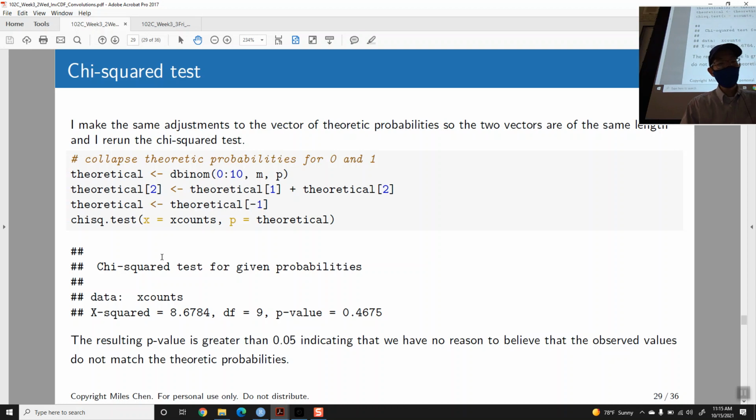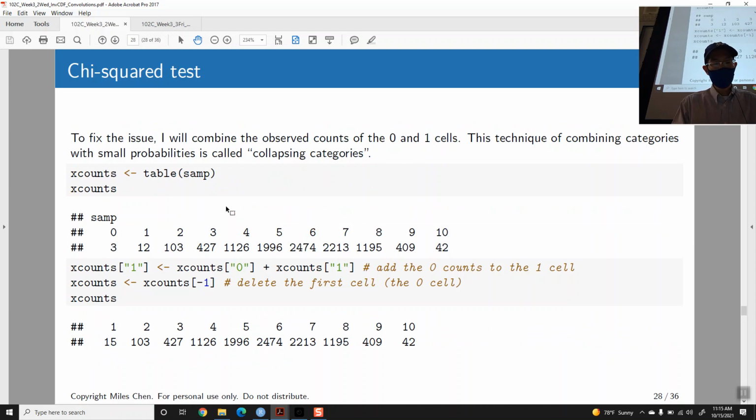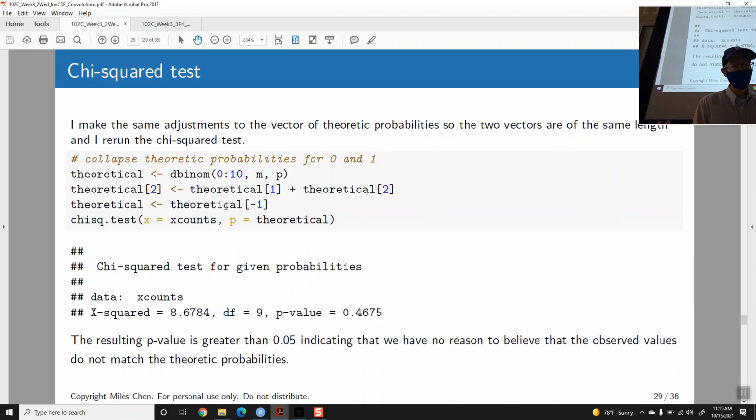And then we have to do the same thing as far as the theoretic probabilities go. The first cell in the theoretic probability corresponds to the 0, and the second cell corresponds to the number 1. So I'm going to add those two values, the first and the second, and then delete that first cell as well. So we're doing the same thing, except not for the counts, but for the theoretic probabilities. And now I can do the chi-square test between the counts and the theoretic probabilities.